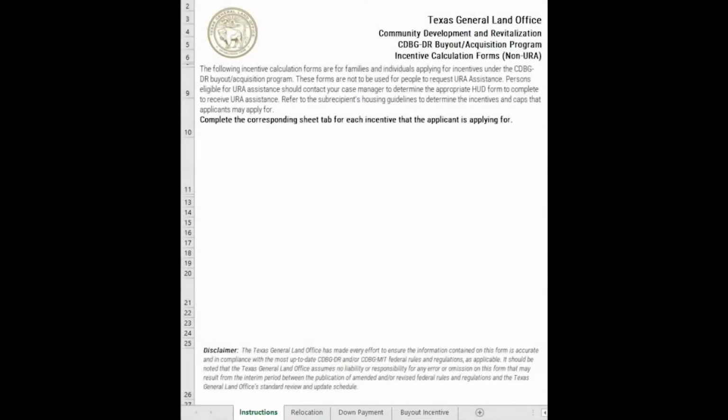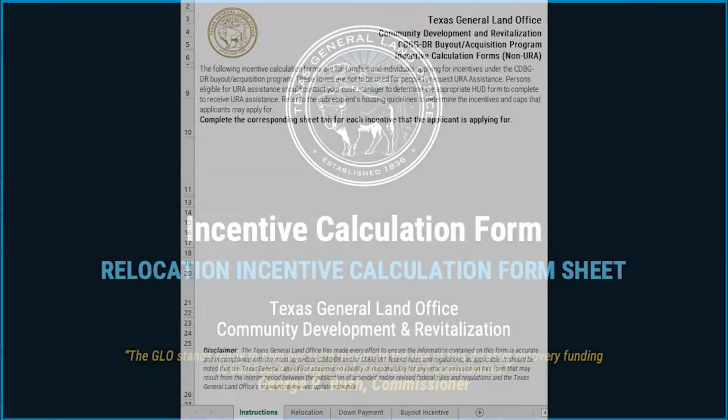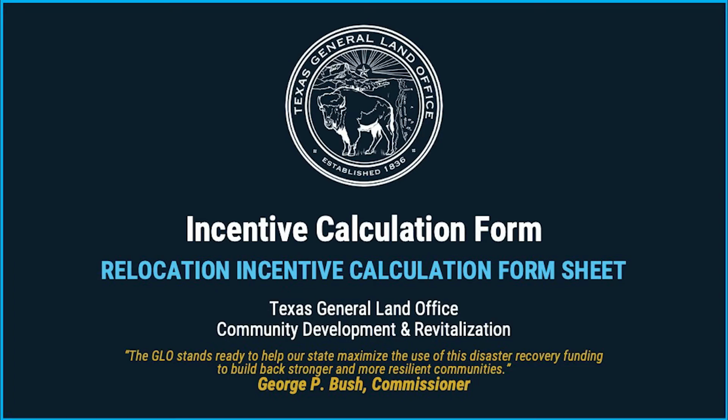Applicants and subrecipients should ensure the sheet completed in the form corresponds to the incentive being requested. All backup documentation should also be attached in the file. If an applicant applies for incentive assistance and all or part of the assistance is denied, the subrecipient should provide the applicant with a written explanation for the reason and give the applicant the opportunity to appeal the decision using the program's appeal form. See the instructional video and sample homeowner appeal form on the buyout and acquisition page of the Texas GLO website. The second sheet of the checklist is for homeowners to request temporary or permanent relocation assistance incentives.